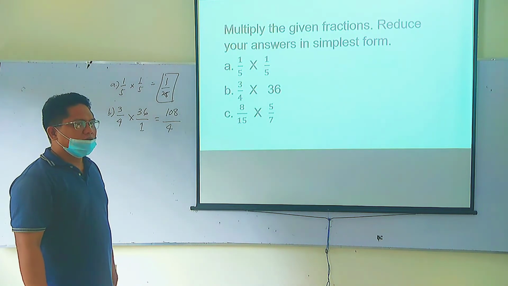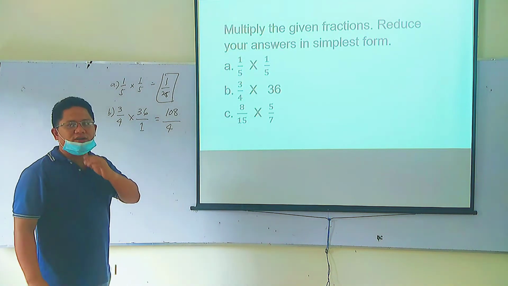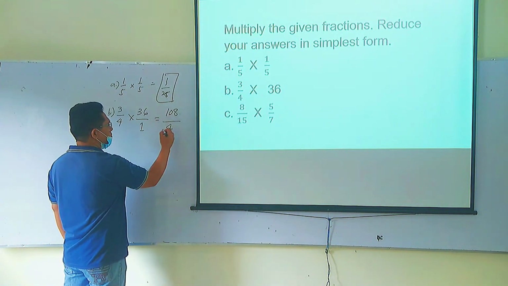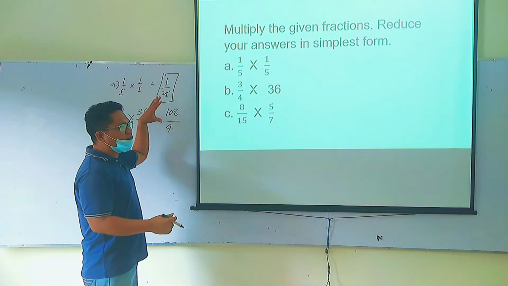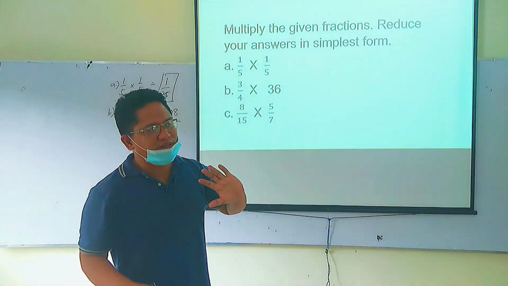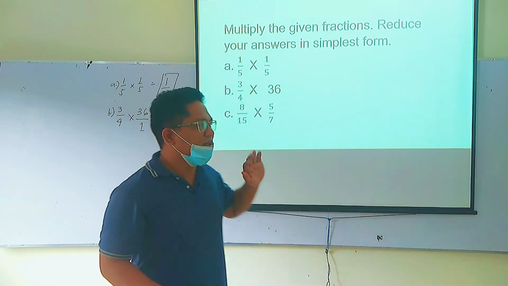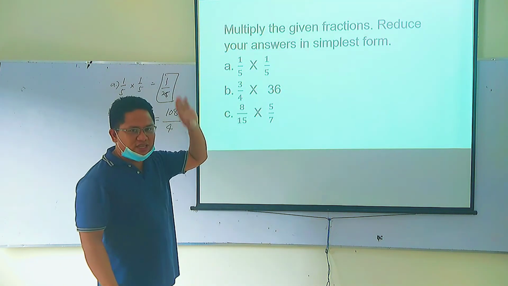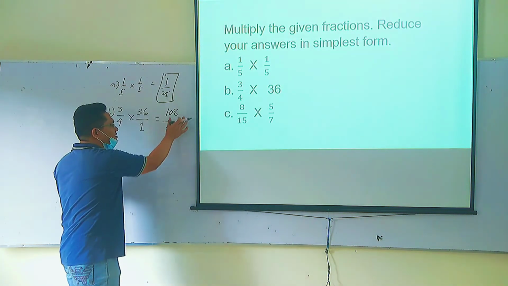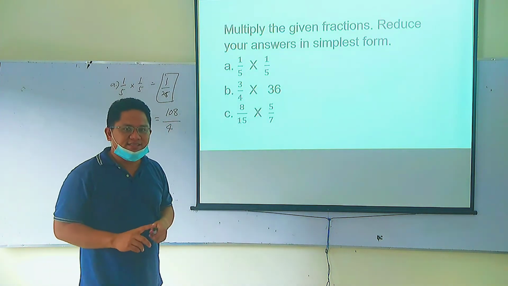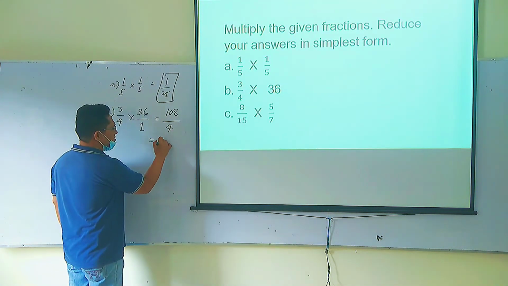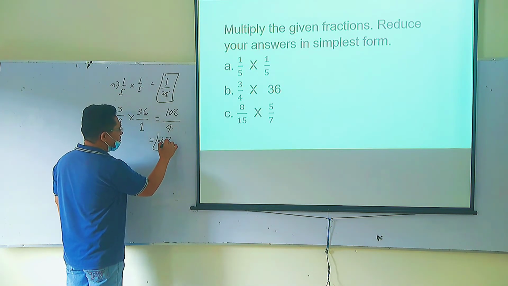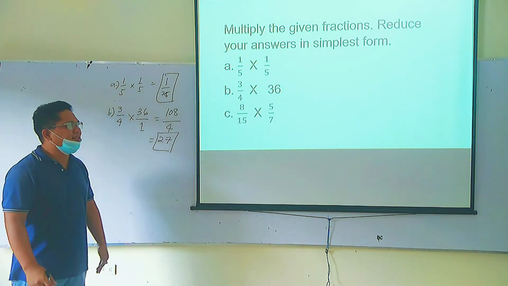So 108 divided by 4 is 27. When the numerator is bigger than the denominator, this is called an improper fraction, so we reduce it to its simplest term. So 108 divided by 4 is 27. So 27 is our final answer, 27 over 1, or simply 27. That's our final answer.